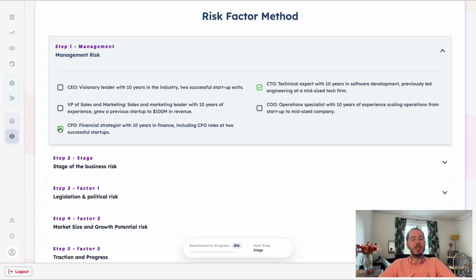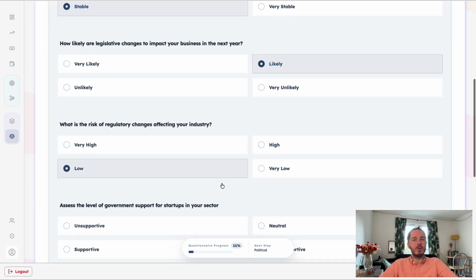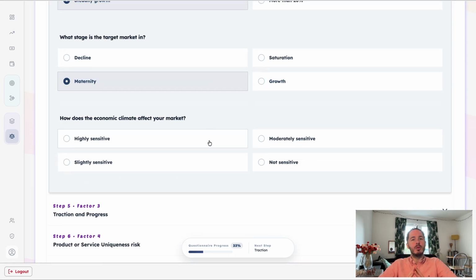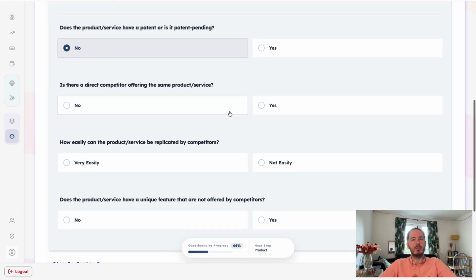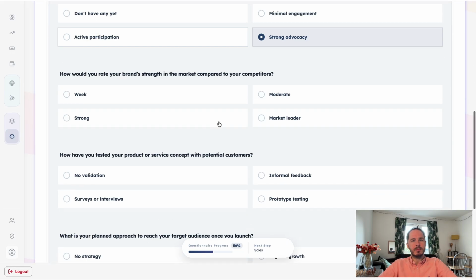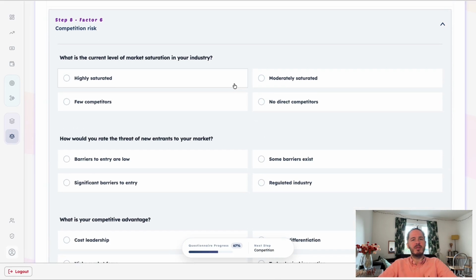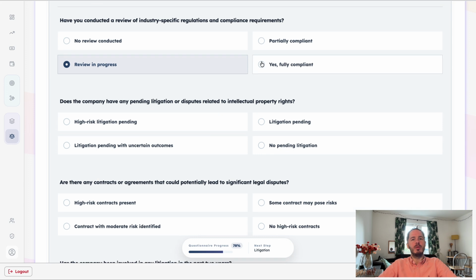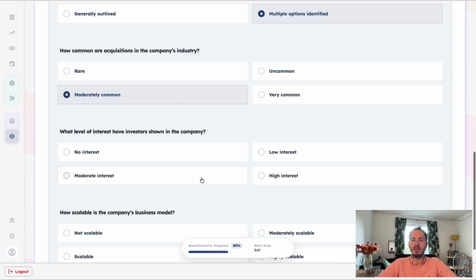Okay? For each factor, you assess the level of risk, and the model adjusts the valuation up or down accordingly. When you've worked through all 10 steps, you click calculate valuation, and the model produces a valuation estimate based on your risk profile. It gives you a valuation that can be explained and justified factor by factor, which investors find credible if you don't overestimate or underestimate your startup risks.